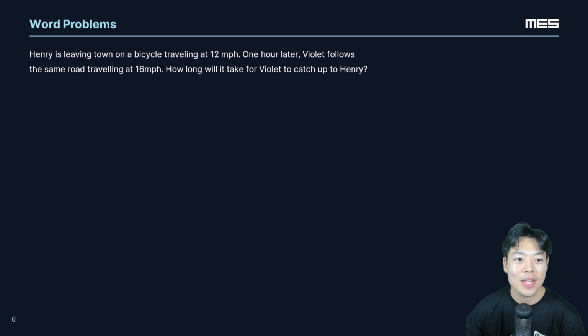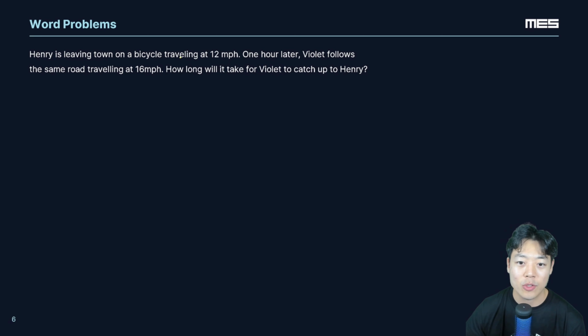Let's take a look. Henry is leaving town on a bicycle traveling at 12 miles per hour. 1 hour later, Violet follows the same road traveling at 16 miles per hour. How long will it take for Violet to catch up to Henry? We know for sure, for a fact, that Violet will end up catching up to Henry because Violet is traveling at a faster speed than Henry is. But now setting up the equation is where students struggle, and let me help you with that.